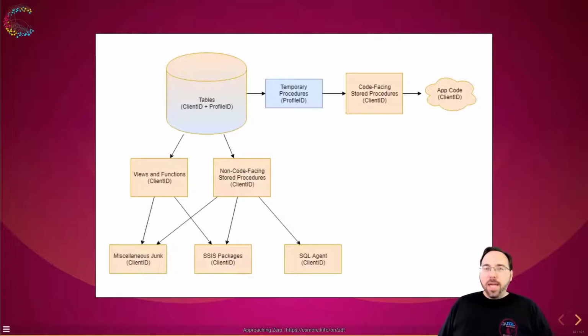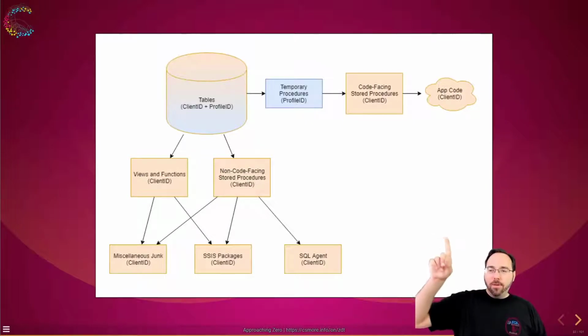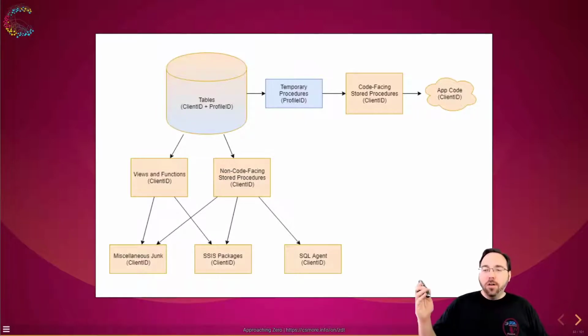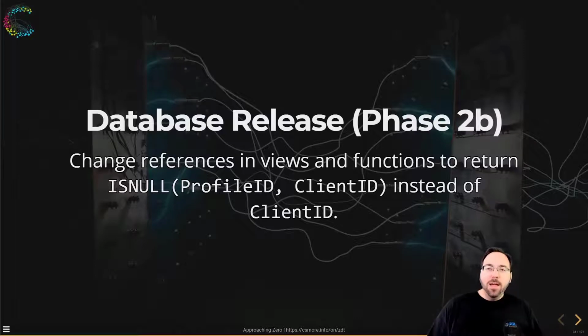We have on the right-hand side our application code right up here. Next to that is the code-facing stored procedures. I'm really bad at spatial awareness, apparently. So code-facing stored procedures called by the application, followed by temporary procedures that are using profile ID. And the tables have client ID, which has a real value, and profile ID, which is null. So there's orange tinged with blue. But we're starting to see some blue on here. Blue means profile ID, of course.